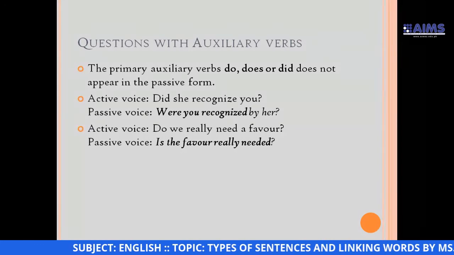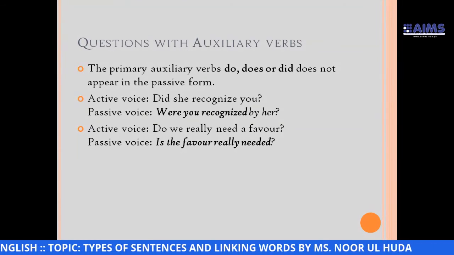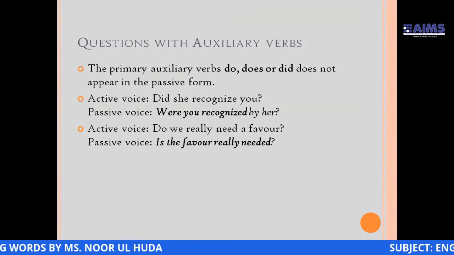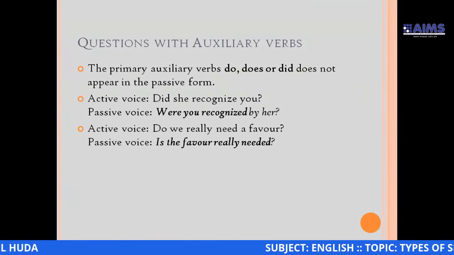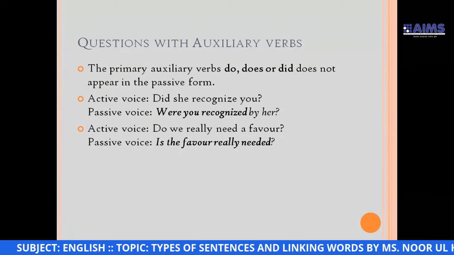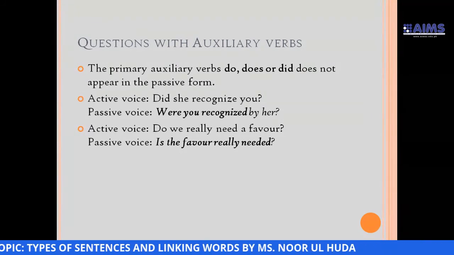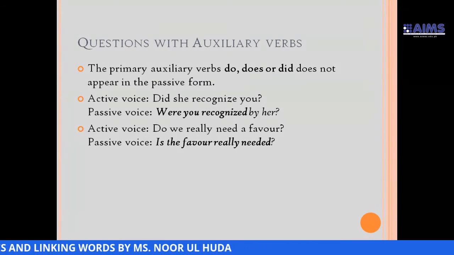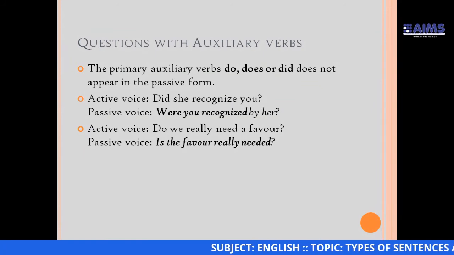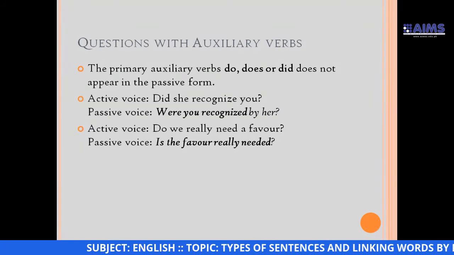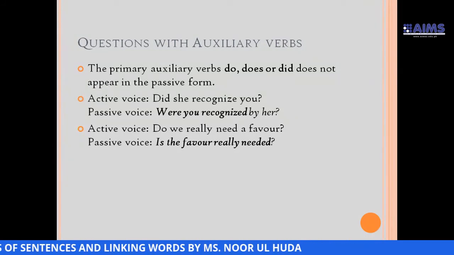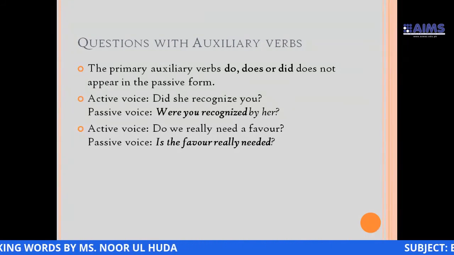Let's suppose: Did she recognize you? If we are using it in a simple sentence, in the simple past tense, it would be: She recognized you. Instead of the question, it would be like this. So "she recognized you" does not have any helping verb. But when we make the passive structure of "she recognized you," it would be: You were recognized by her. So here were is the helping form.